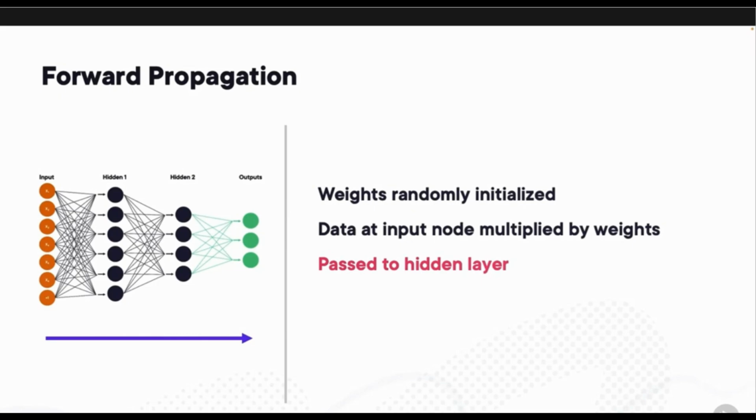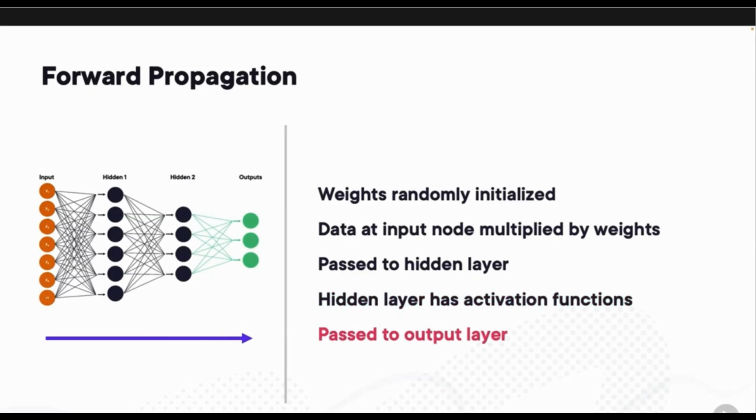At this point, each node in the hidden layer sums up the values given to it and passes it through something known as an activation function. Activation function adds nonlinearity to the network and essentially decides which of these neurons fire. It determines the output of the hidden layer. The second or any subsequent hidden layers do the same thing.